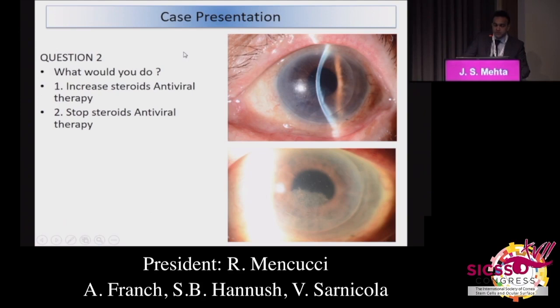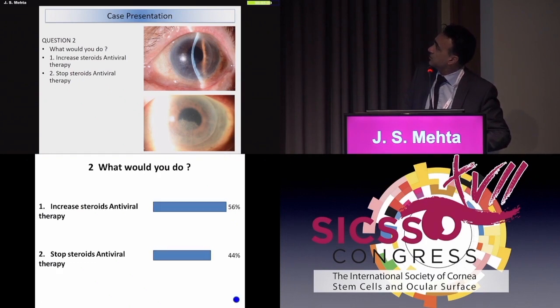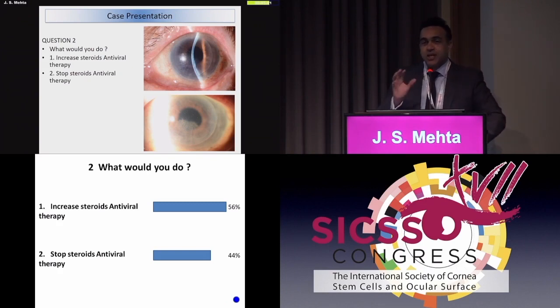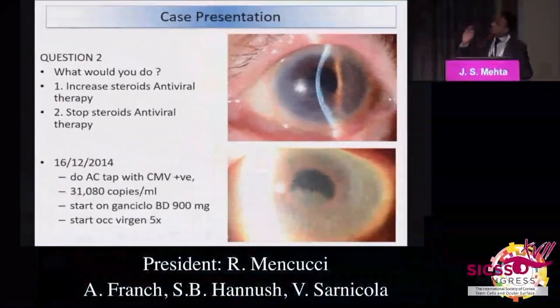So what would you do next? Increase his steroids, start antiviral therapy, or stop his steroids and start antiviral therapy? Okay, so 56% say increase steroids, 44% say stop steroids. With CMV endotheliitis, you must stop the topical steroids. It's the commonest mistake that people make. If you continue steroids, you're going to decompensate the whole cornea. So after his tap, you need to stop his topical steroids.